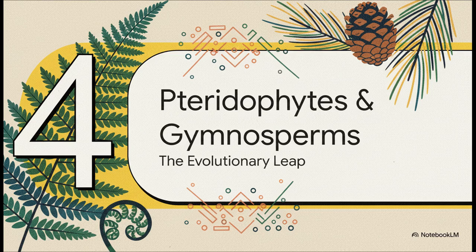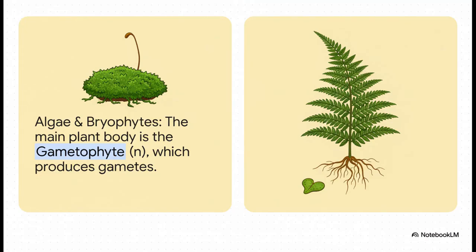And here it is, the main event. We're talking about a massive evolutionary leap forward. Let's look at the Pteridophytes and the Gymnosperms, two groups that came up with some absolute game-changing technology for living on land. This slide right here shows the single biggest plot twist in the entire history of land plants.